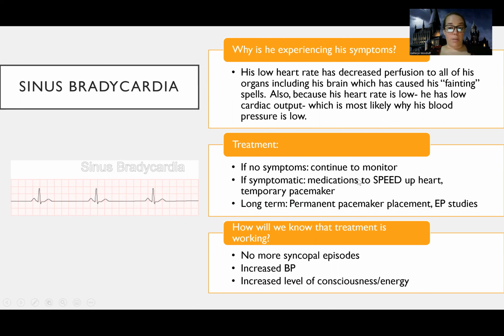Treatment: if there's no symptoms, continue to monitor, but obviously he's having some symptoms. So we're going to give him medications to speed up the heart. We talked about atropine and dopamine possibly, and then he's going to maybe need a temporary pacemaker, and long-term, he may need a permanent pacemaker placed, and they might do those electrophysiology studies.